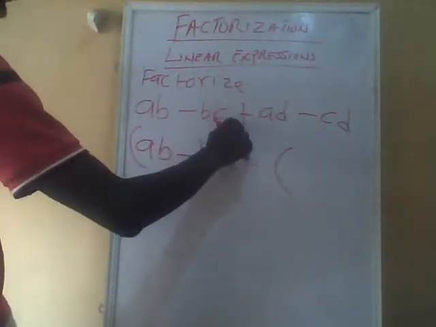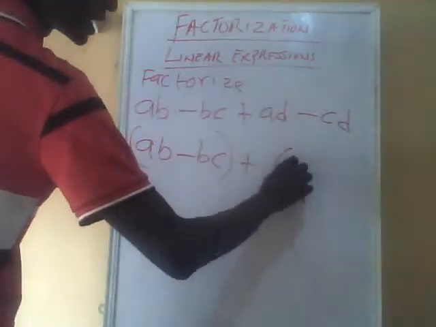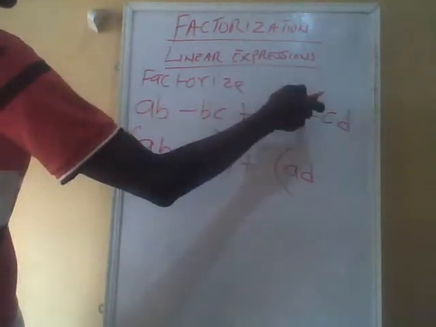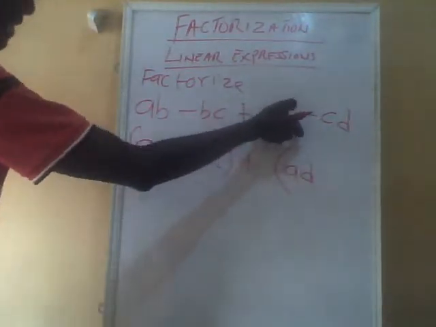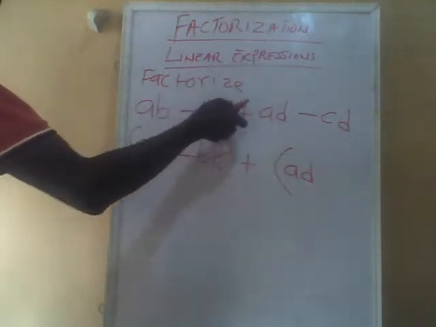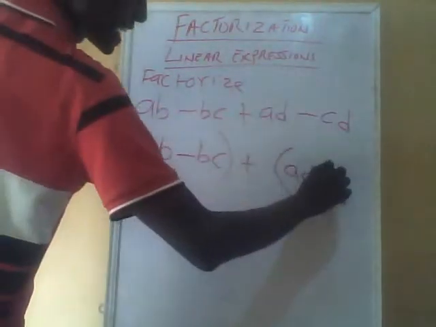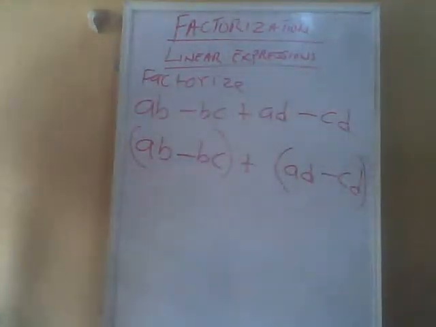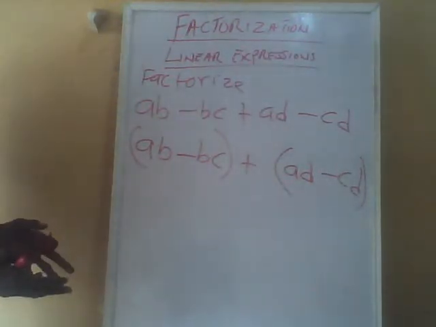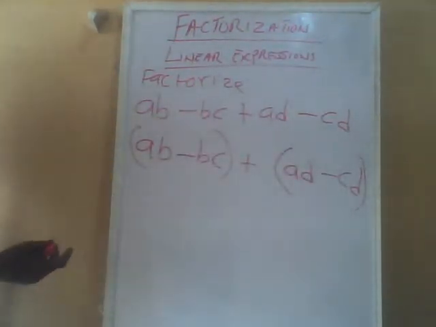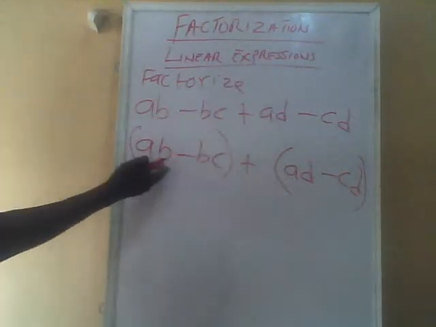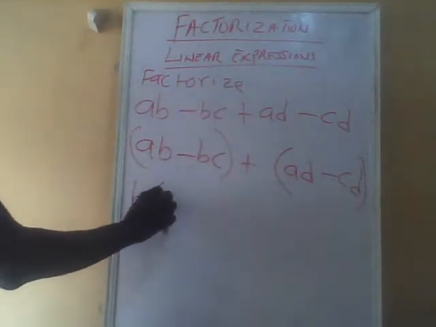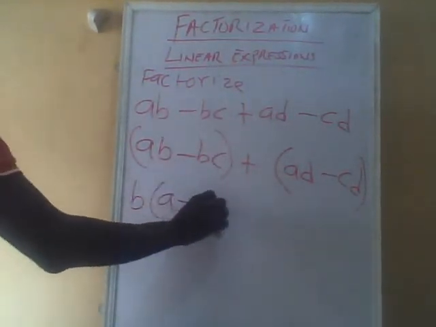So this is plus times plus AD will give me what? AD. Now the plus here, if it multiplies the minus, you will still get your minus. So when it's plus, nothing happens to the sign. So I'll group them now, and I'll check what is common. AB minus BC. B is common here. So if I factor out the B, AB divided by B, you have A left. Minus BC divided by B, you have C left.